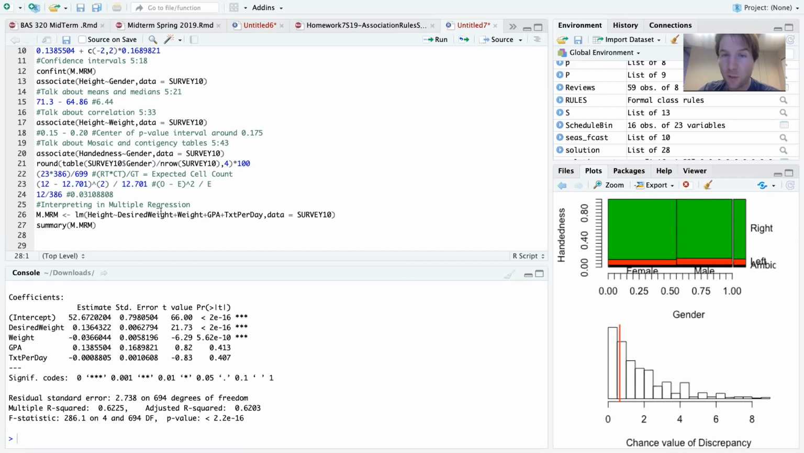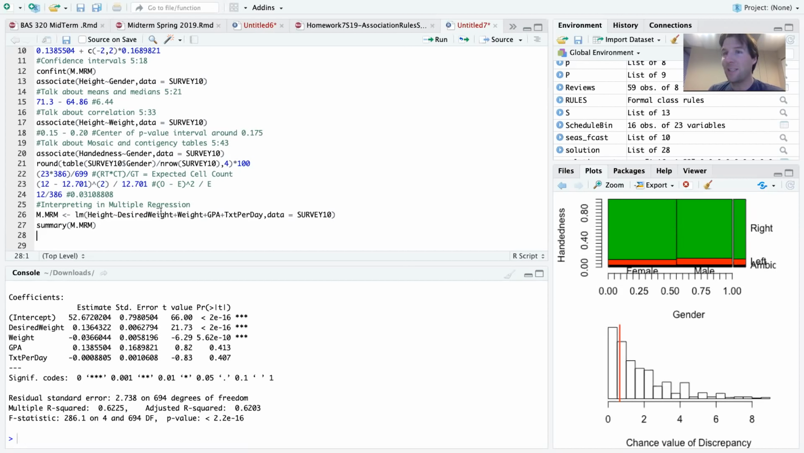For two individuals who differ in their weight by 1 pound but are otherwise identical, they are expected to differ in their height by negative 0.036, and I would add in inches there, with people who weigh more expected to be shorter. I would add in just a little more clarity: people who have a higher weight are expected to be shorter. And that's just so crazy. And this is very, very, very statistically significant.